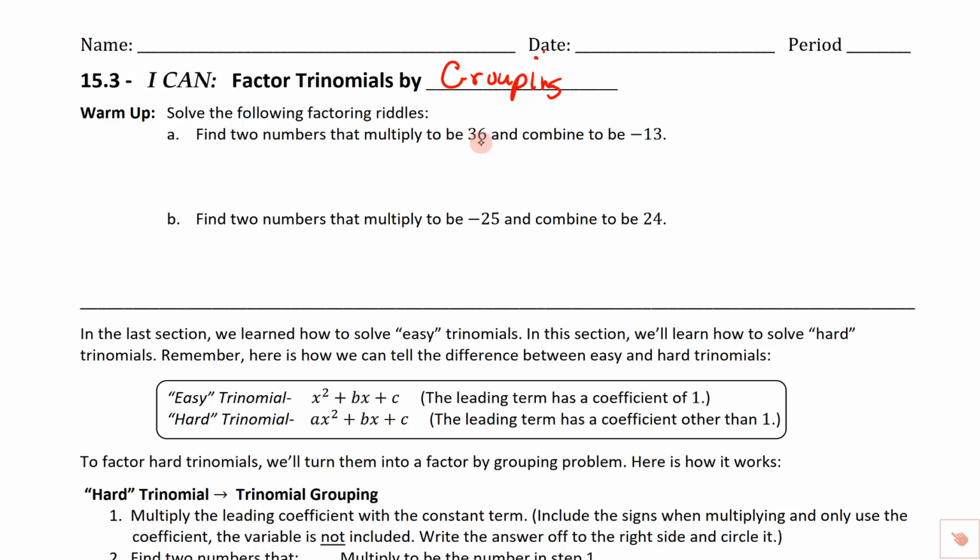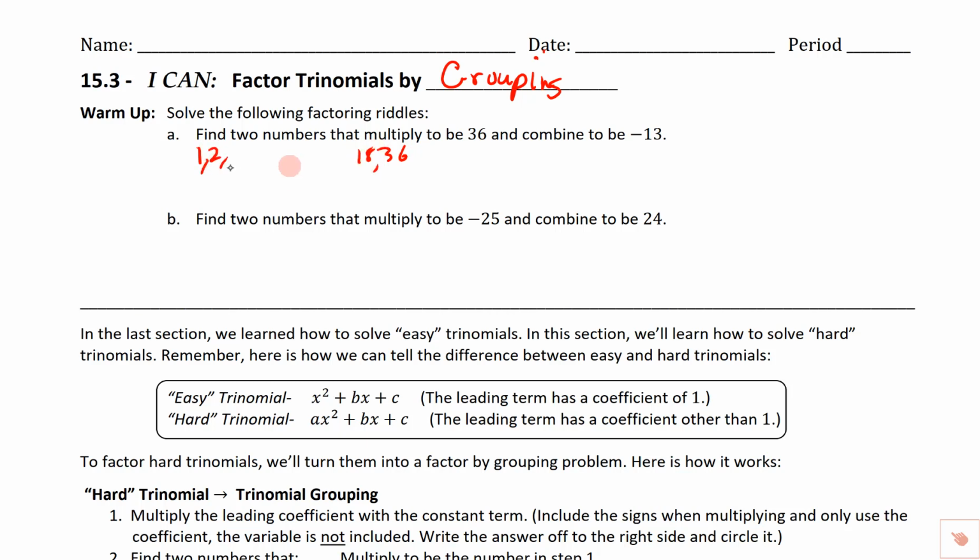Find two numbers that multiply to be positive 36 and combine to be negative 13. Again, notice that I'm saying the sign even if I don't need to. So multiply to be positive 36 and combine to be negative 13. If they're going to multiply to be a positive and combine to be a negative, they've both got to be negative. And if we were to go through, and we've done this list before, 1 and 36, can't make a 13 out of those.